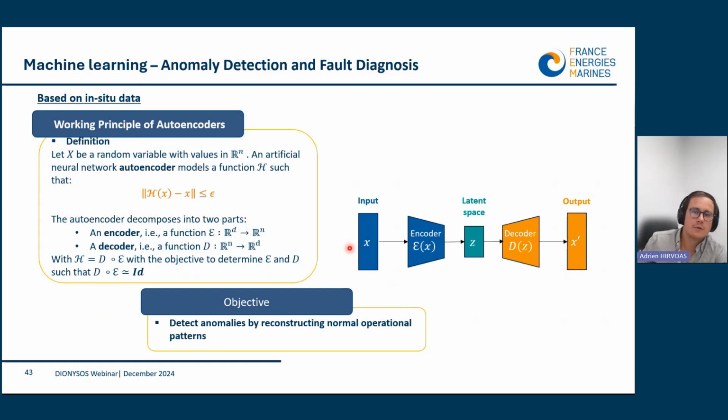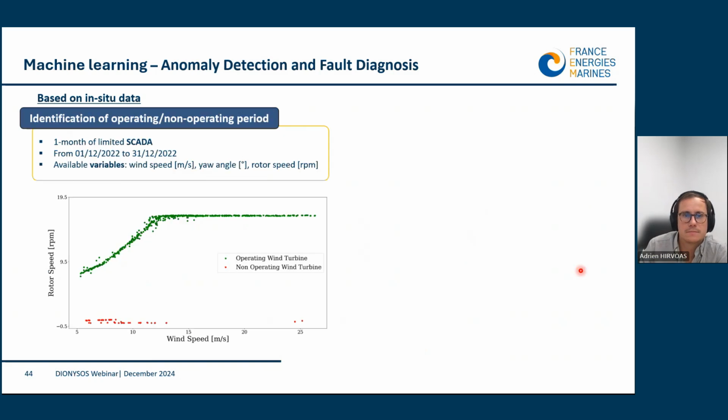So the idea here will be to learn the autoencoder to reconstruct normal acceleration of the system. Okay. So we need to identify the normal behavior of the system. So the idea of our approach, due to the limitation of access of in-situ data, was to identify operating and non-operating period of the system based on the accelerations.